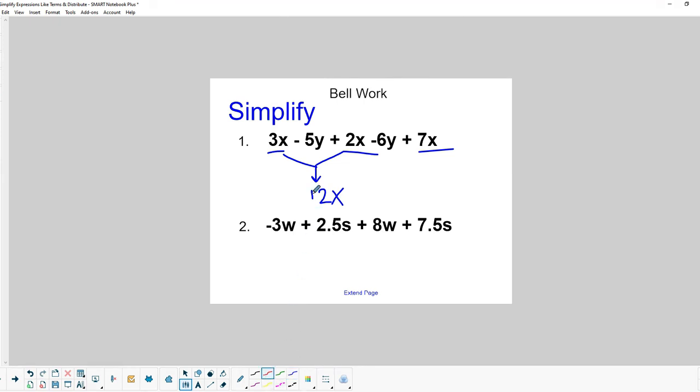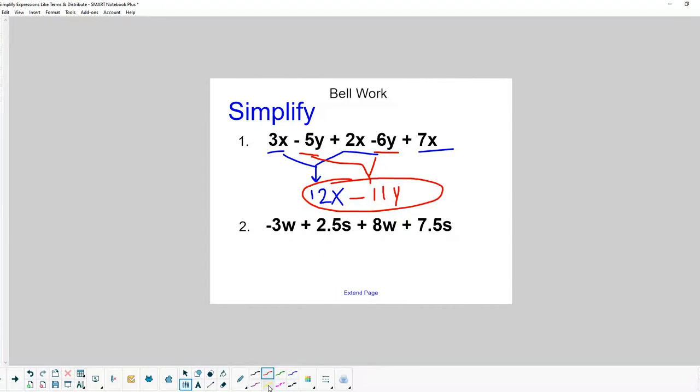All right, so let's move on. What about the y terms? We've got two y terms, negative 5y and negative 6y. When I combine those, I get a negative term, a negative 11y. And that's all of the terms that I have in this particular expression, so I'm done with that one.